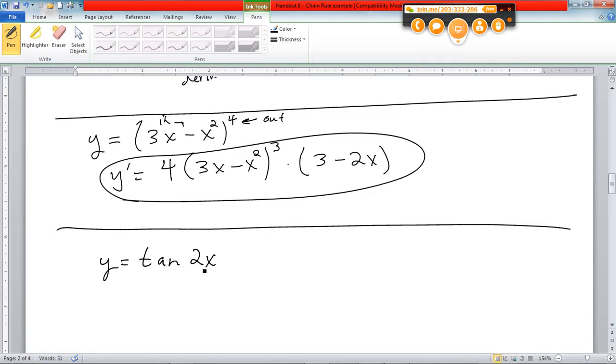This is a chain rule, though. Do you see why? I've got two operations, really, basically there. I've got a tangent, obviously. But then what else do I have? I have a 2 times x.